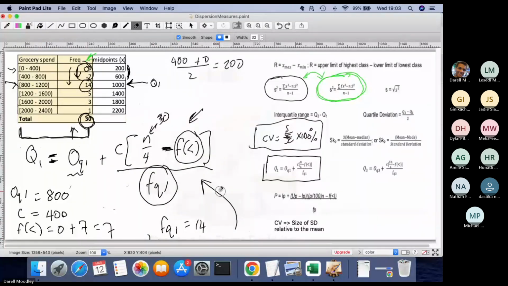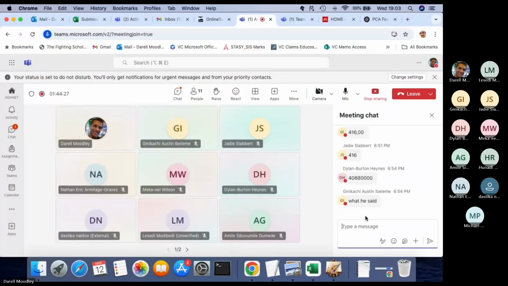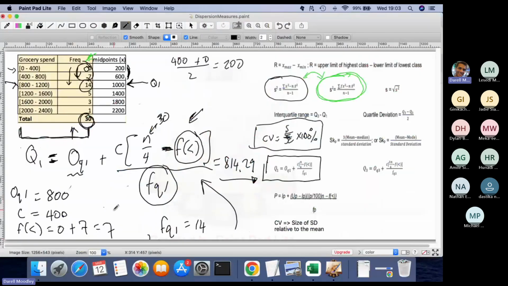For your final answer, let me write it in the side here. After you substitute, 814.29. That's your first quartile. Does that make sense? Everyone following? Any questions on that? Good. Okay. So now you know how to work the quartiles.